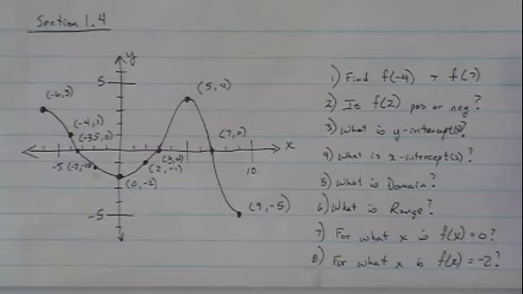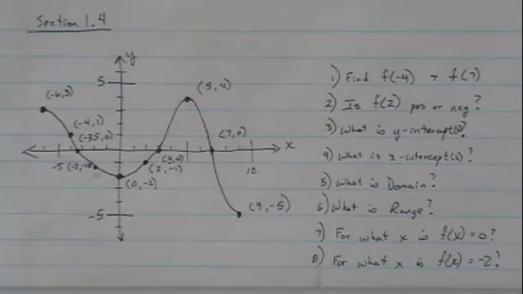So question 1, we're going to find f of -4 and f of 7. For 2, asked if f of 2 is positive or negative. 3, what is the y-intercept or intercepts? For 4, what is the x-intercept or intercepts?